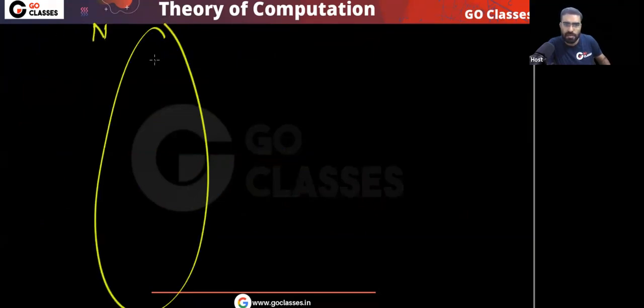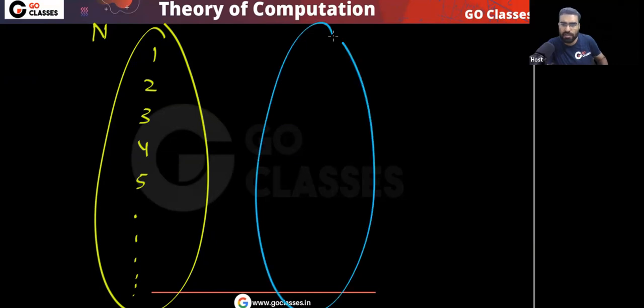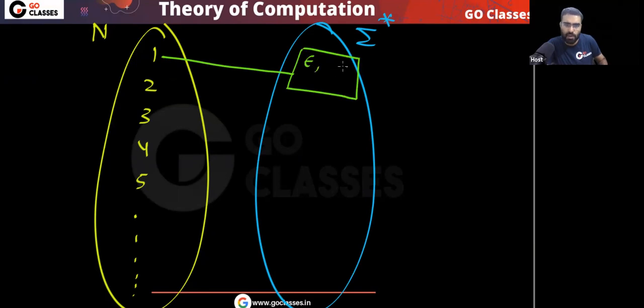Using definition 3. So this is your set of natural numbers, 1, 2, 3, 4, 5, and so on. And this is your sigma star. So what you will do? To 1, what you will assign? You will assign all the 1 length strings, yes or no? Also assign epsilon also. Just assign these 1 length strings.